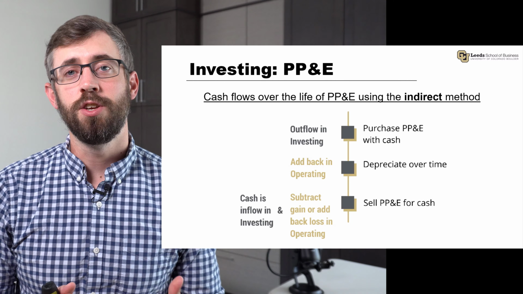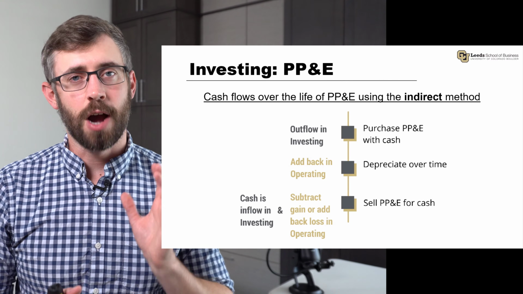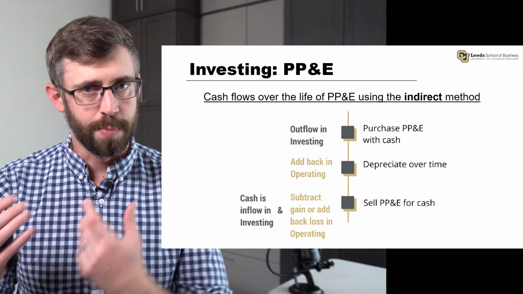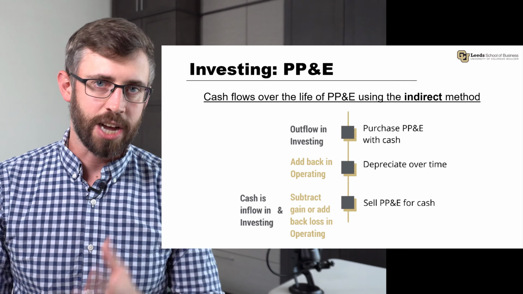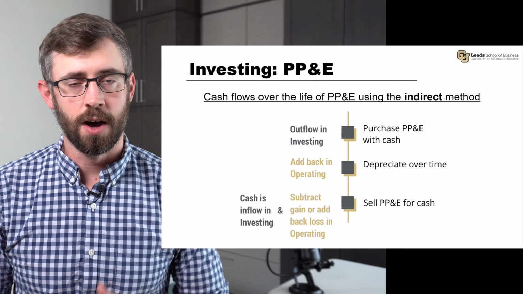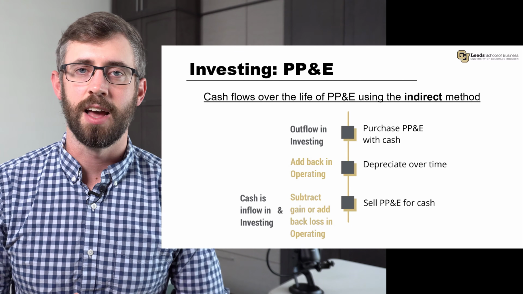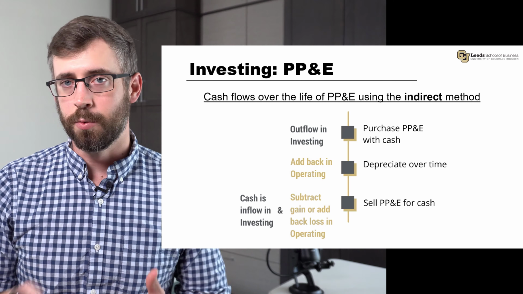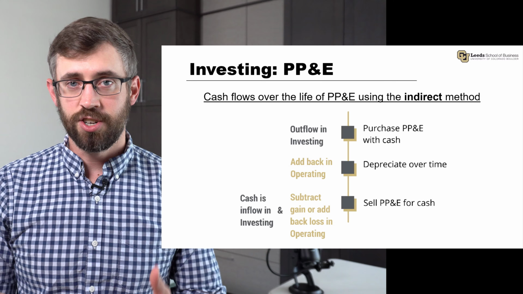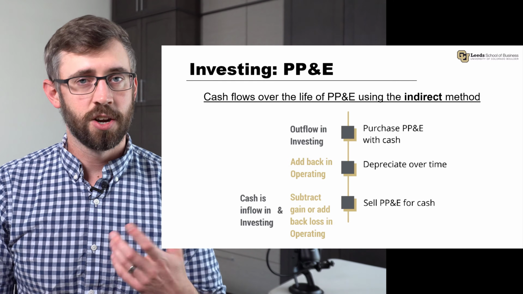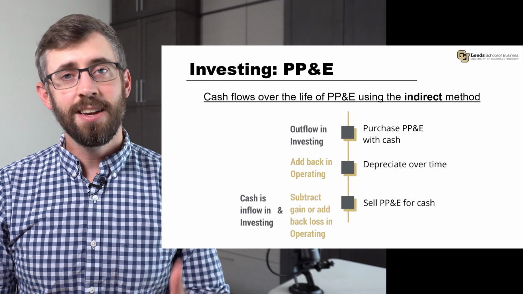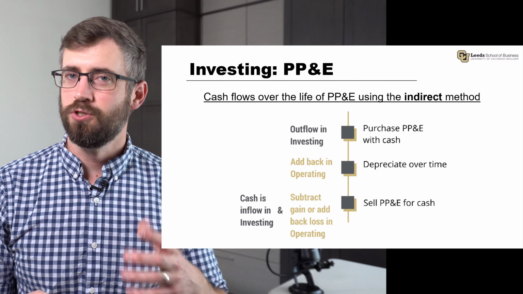Assuming we're using the indirect method in our operating section of the cash flow statement, when we buy a piece of PP&E, we're spending cash on that thing. That cash outflow is going to go in the investing section, just like we saw on Nike's cash flow statement on the previous slide. Now, we hold this PP&E, and what do we do over time? Well, we depreciate this stuff. The depreciation goes as an expense in our income statement and lowers our net income. So when we do the indirect method, depreciation is one of those super common items.